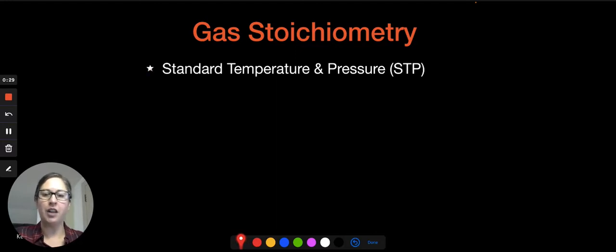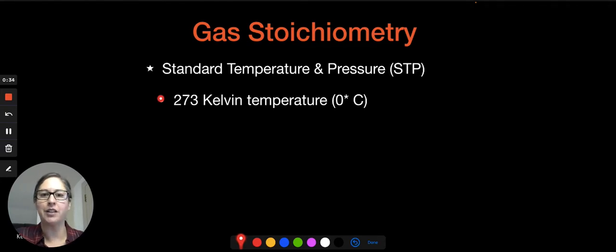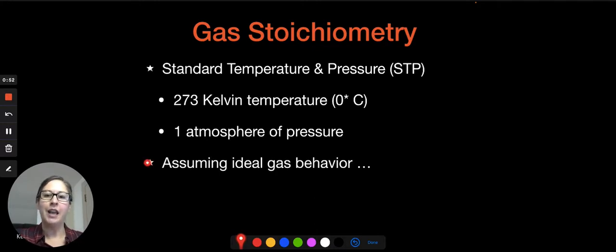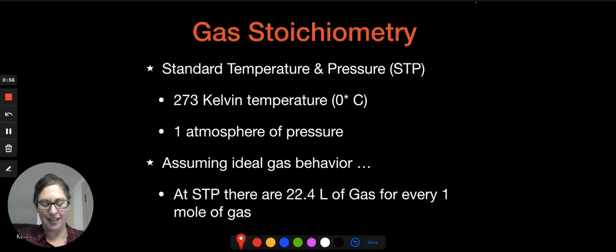A lot of times students ask, well, what is this? You don't really need to know for right now to do the calculations, but standard temperature is 273 Kelvin, which is 0 Celsius, and standard pressure is 1 atmosphere. That's what STP stands for, standard temperature and pressure. We're going to do calculations under STP, and we're also going to assume ideal gas behavior, which is not always the case, but we're going to make that assumption for now in order to do these gas stoichiometry problems.